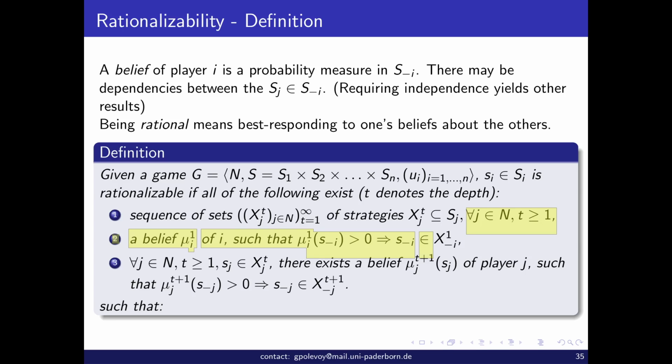So Si is justified because there is a belief mu1 of I, which has its support inside X1 minus I, and everything there will have a justifying belief too, and so on indefinitely. So for any player and for any depth t, any strategy sj in Xtj is also justified by some belief on the next level, mu t plus 1 j, and for any such sj there in general is another, maybe a proprietary, belief mu t plus 1 j of sj, that its support is in the next set, in X t plus 1, the next level of indirection of minus I.